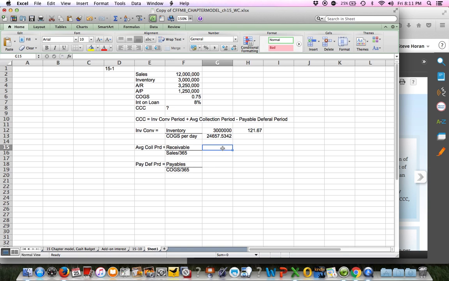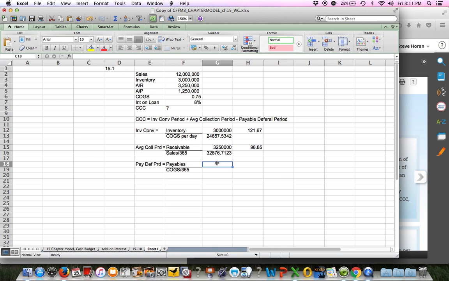Let's do the next one, the average collection period, and that is my receivables, which are 3,250,000. And then divide that by sales divided by 365. So that'll be the 12 million divided by 365. And then we'll go ahead and do some math, get the base case, and get that in days. And this is all in days. This is 98.85 days. Let me get that down to 2 decimals.